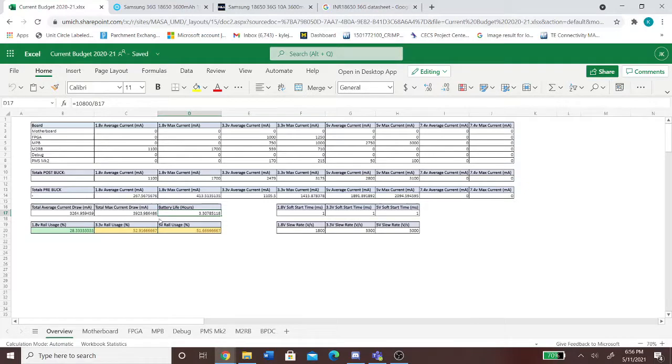Then you have the total capacity of your battery, which is measured in milliamp hours. Our total capacity for our battery pack is 10,800 milliamp hours. If you look at the units, it's milliamps times hours. So you're going to want to divide that value by this total average current draw, which has a unit of milliamps as well. Milliamp hours divided by milliamps gives you hours for your unit. And that gives you a battery life of 3.3 hours. All that being said, let's go and figure out how I picked out the battery.